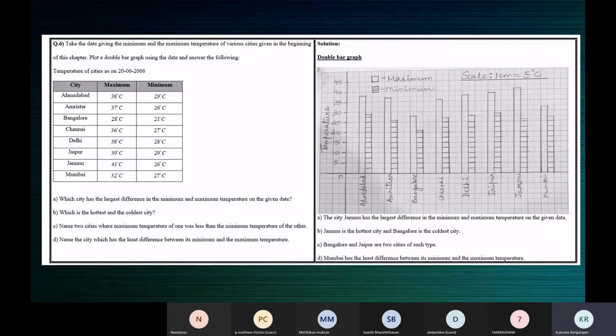Children, the other questions are easy. Take a screenshot. It's just English, like which is the hottest and the coldest city and all that. Take a screenshot and complete this. Took screenshot, ma'am. We can move on.